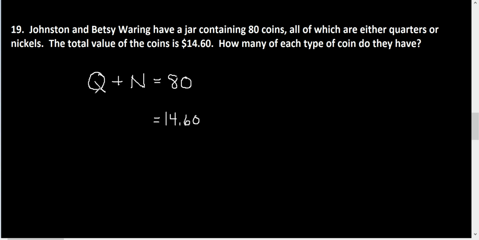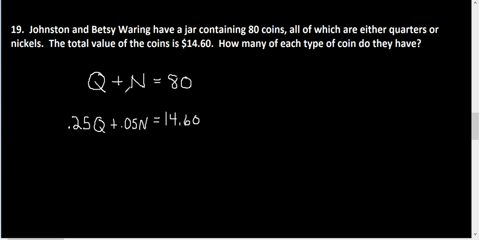And this left side, I'm going to write it as the quarters, they're worth a quarter, or they're worth 0.25. So that would be 0.25 Q. That tells us how many quarters times 0.25, plus the nickels, which is 0.05 N, the value of a nickel. Okay.